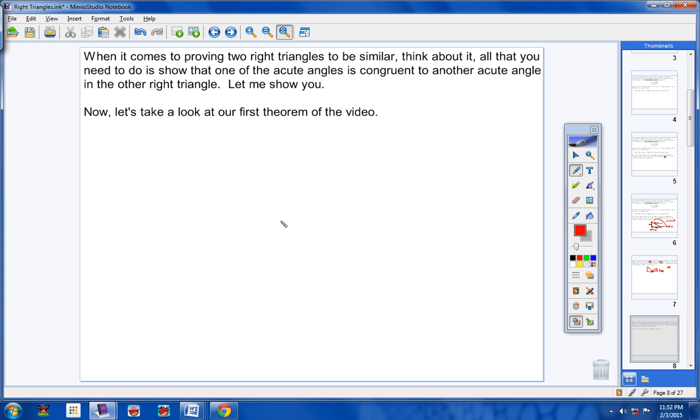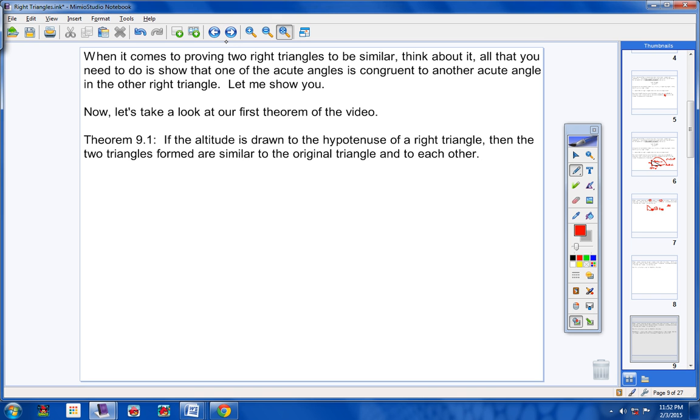Now, let's take a look at our first theorem of the day. Take a second and copy this down. We're looking at 3 total theorems today. Theorem 9.1: if the altitude is drawn to the hypotenuse of a right triangle, then the two triangles formed are similar to each other, and they're also similar to the original triangle.